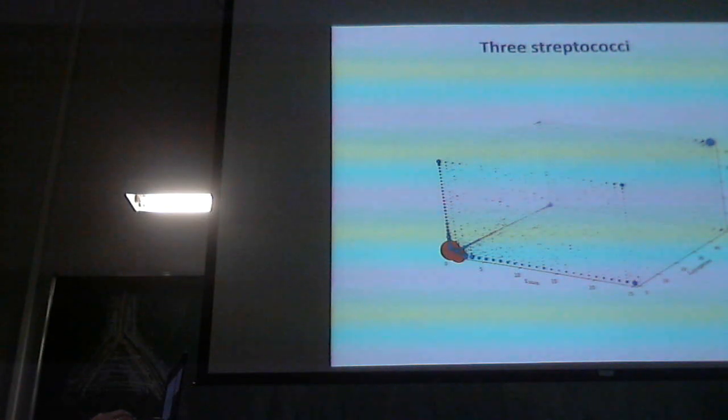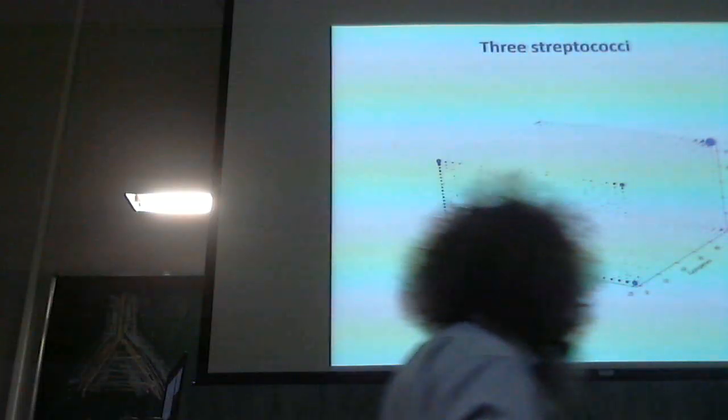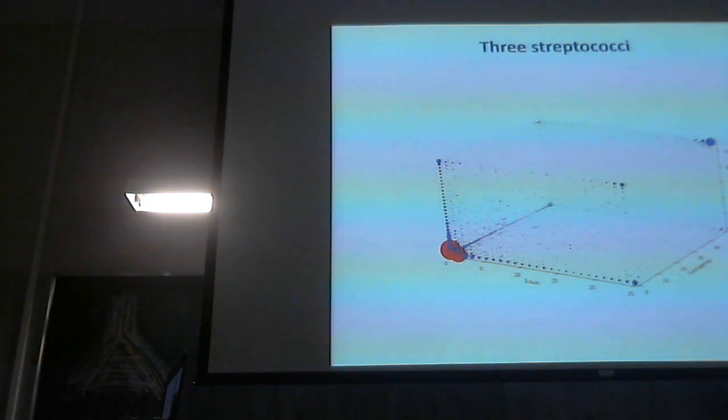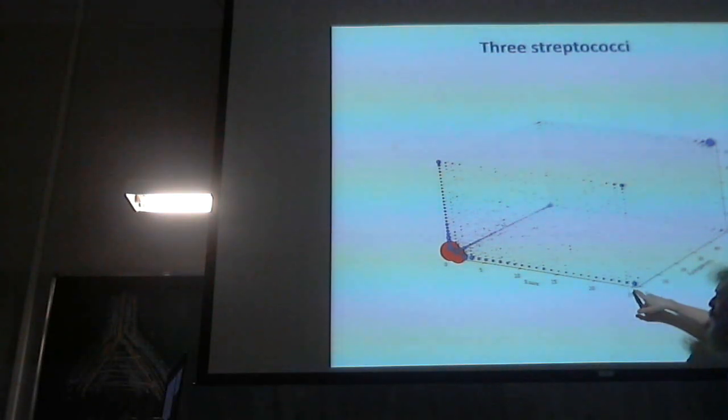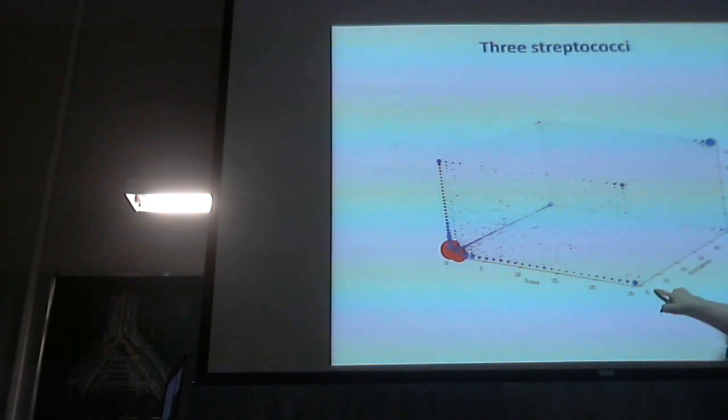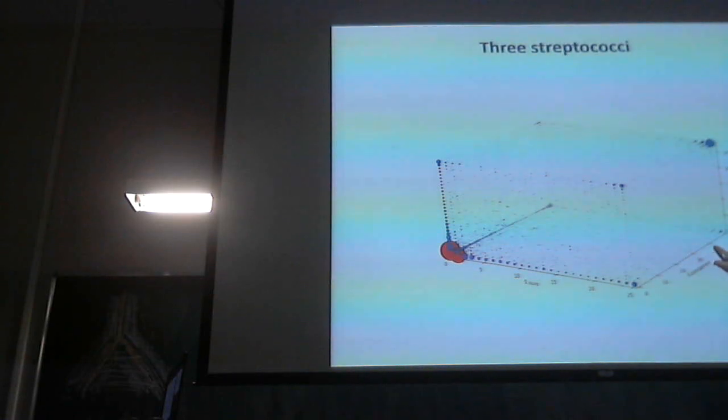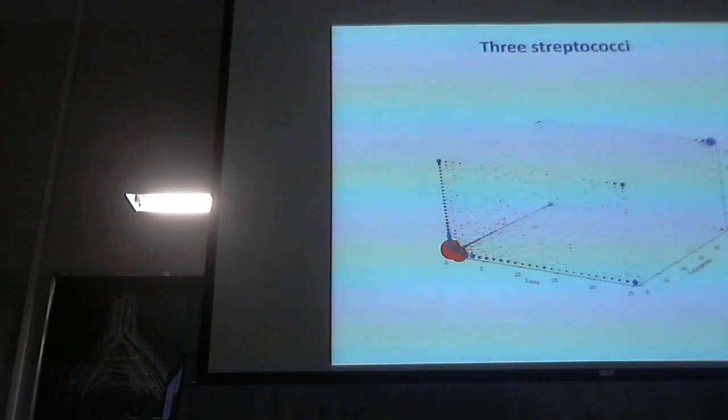And now we can plot three-dimensional things. So what do we have here? Now we have 3 dimensions: the number of strains of Streptococcus suis, the number of strains of Streptococcus pyogenes, and the number of strains of Streptococcus pneumoniae.